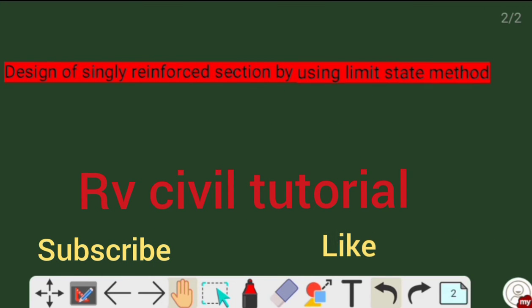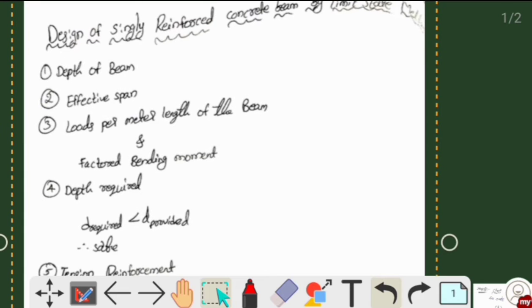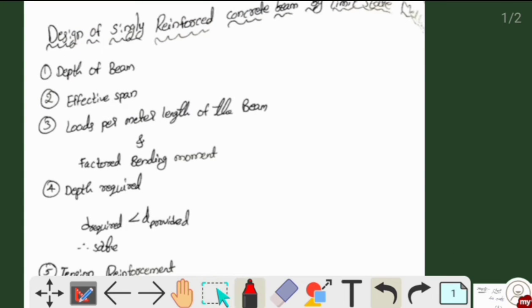In this video I will discuss the design of a singly reinforced concrete beam by the limit state method. This is the procedure of the design. First step is calculation of the depth of the beam, then calculate the effective span, and next calculation of the loads per meter length of the beam and the factored bending moment.